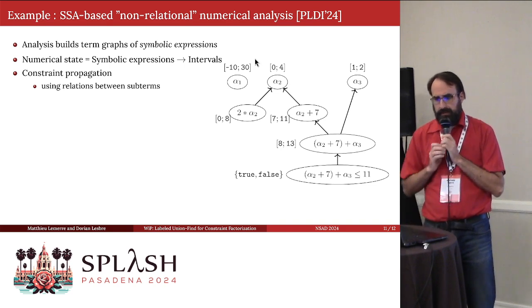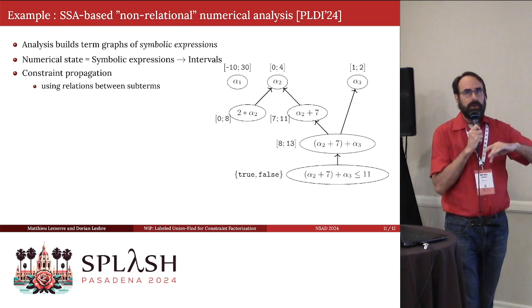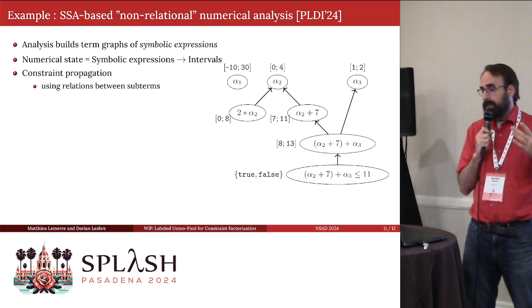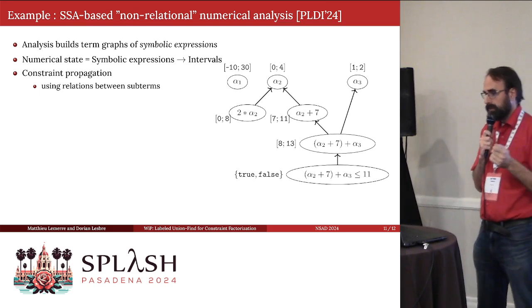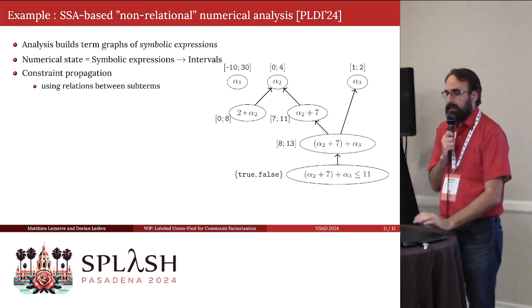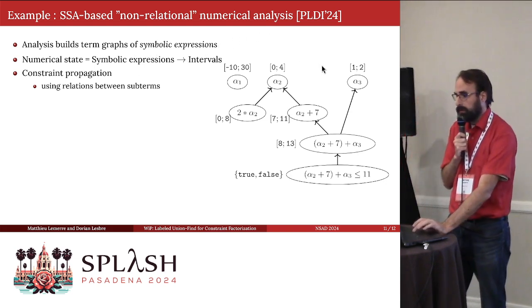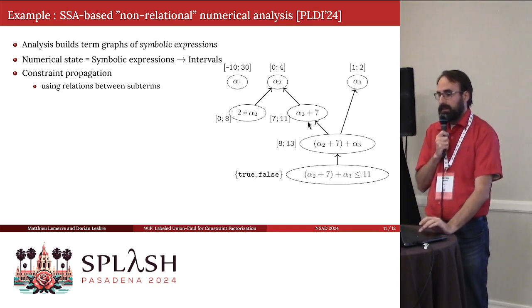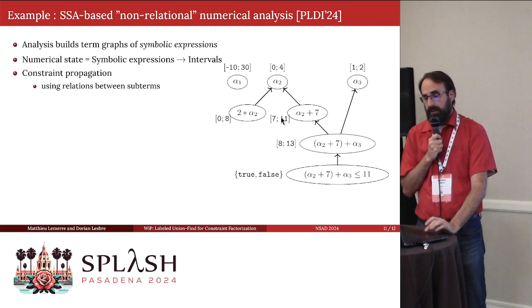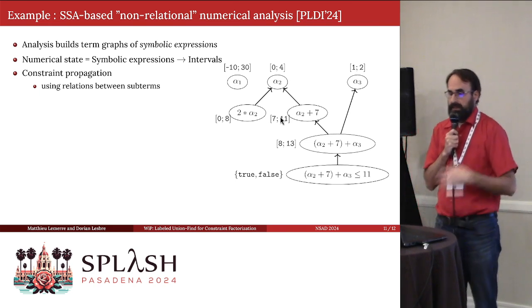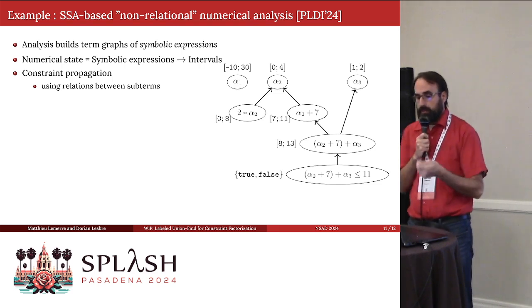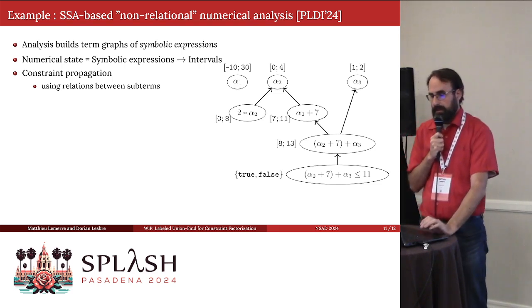So basically, we have an analysis which builds a set of terms, which we call symbolic expressions. And our numerical state is a mapping from each symbolic expression to some interval. So for instance, we know that variable x has the value corresponding to the term alpha 2 plus 7, and alpha 2 plus 7 is mapped to this interval between 7 and 11. And we show that if you do that, you are always more precise than a standard non-relational domain.